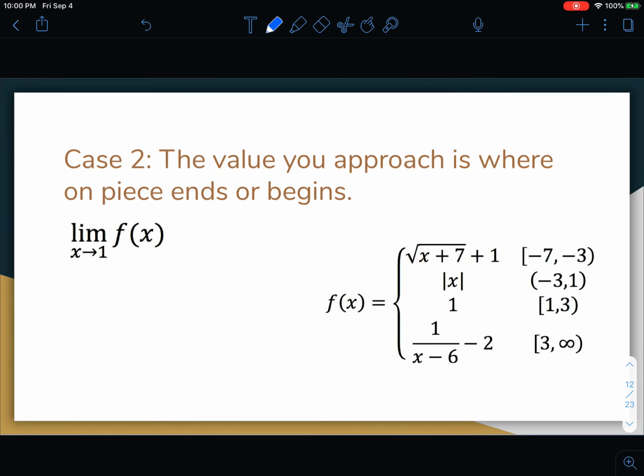Now the next case is if the value you approach is where one piece ends or begins. So the first limit we're going to look at is the two-sided limit as x approaches 1. Now look what's happening here. We see that the first one here is not included in the domain, but we would actually need to substitute it in for x to find out where that open circle or that unincluded point would live. The second one here, we have the bracket. So that tells me it does include 1 as the domain for that third piece.